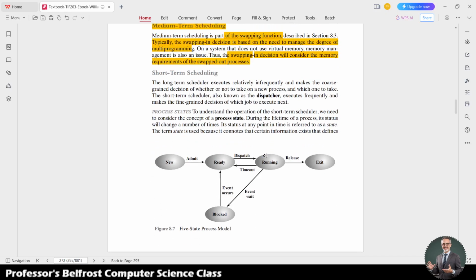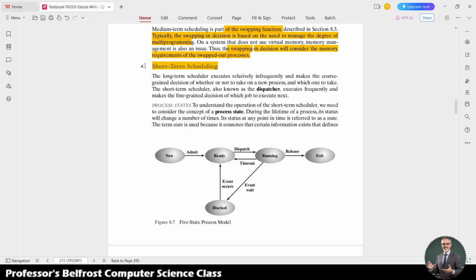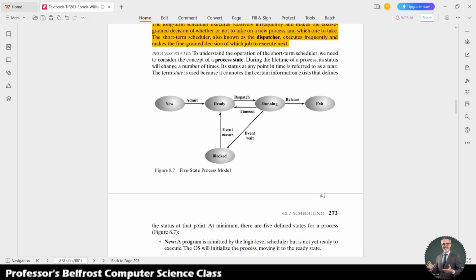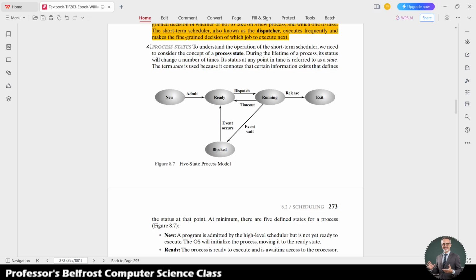Next, we discuss short-term scheduling. While the long-term scheduler executes relatively infrequently and makes the coarse-grained decision of whether or not to take on a new process, the short-term scheduler, or the dispatcher, executes frequently and makes the fine-grained decision of which job to execute next. First we have process states. During the lifetime of a process, its status will change a number of times. Its status at any point is called its state.